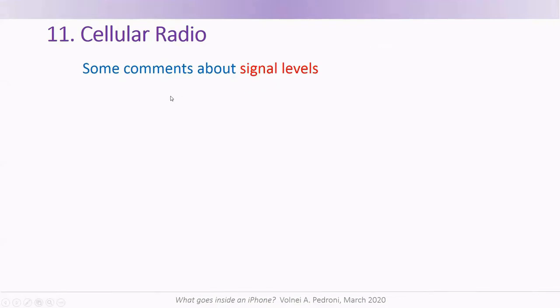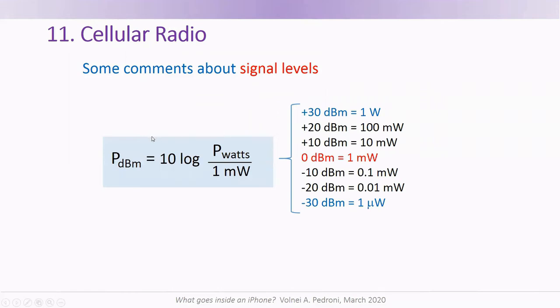It is important to also make some comments about signal levels. Just as a reminder, the power in communication is measured in dBm, which is the power with respect to 1 milliwatt in a log scale. So if the power is 1 milliwatt, for example, this ratio is 1, the log is 0, and this gives this very important reference here. Every 10 dB that you go up here, you multiply by 10 on the other side. Every 10 dB that you come down here, you divide by 10 on the other side. So remember, minus 30 is 1 microwatt.